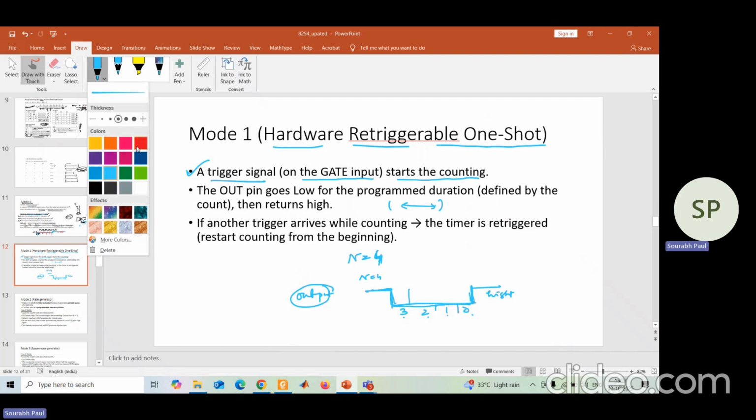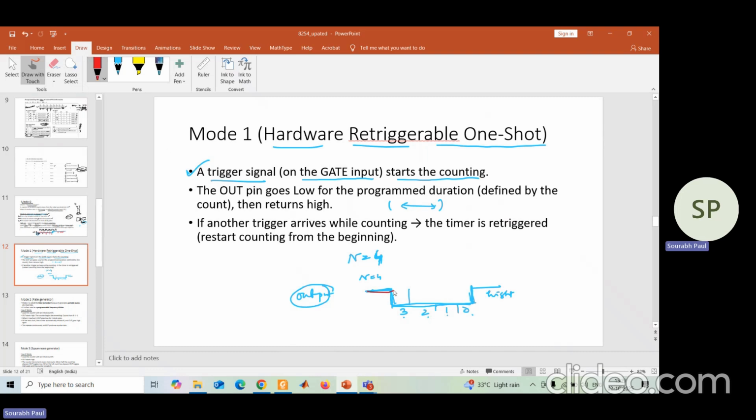Okay, in mode 1, this type of signal will be generated by the out terminal. What I told, initially when you have loaded n equal to 4, that time its output will be high, and after every clock, when you have started the count operation. How to start the count operation? Other than a clock, you should have a proper signal in the gate input. So you have to give a proper signal to the gate input, then only the count will start.